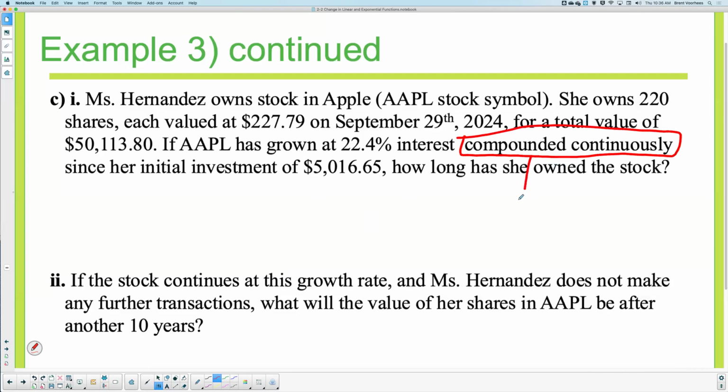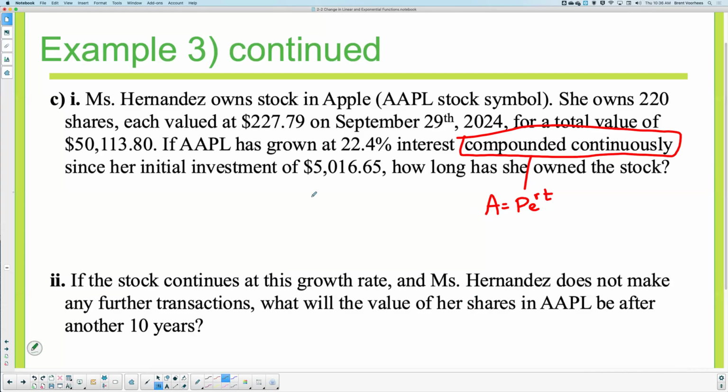That's because continuously means it's happening all the time. Does Apple only make money on Sundays? The opposite of Chick-fil-A? No, they make money all the time. You can go online right now and buy some stuff from them. Okay, so that's the formula we're using.